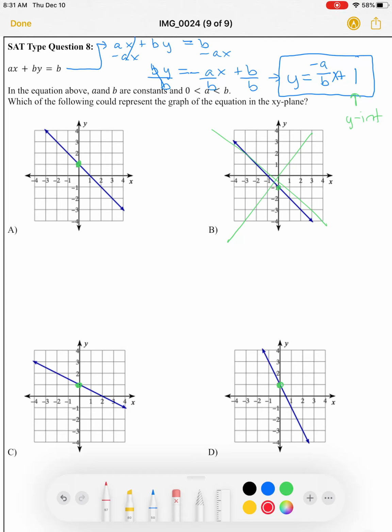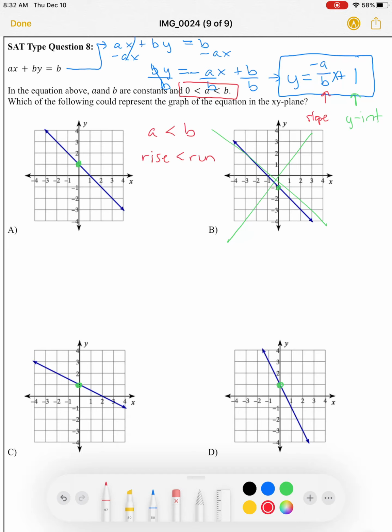So now we're going to look at the slope. The slope is negative a over b, which is negative. So all 3 of those options also have a negative slope. Well, let's look at what else this problem gave us. This problem said that a had to be smaller than b. If a has to be smaller than b, we want the rise to be smaller than the run, because slope is rise over run. So which graph has a rise that is smaller than the run?